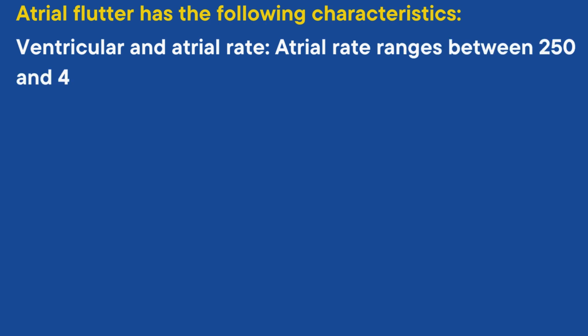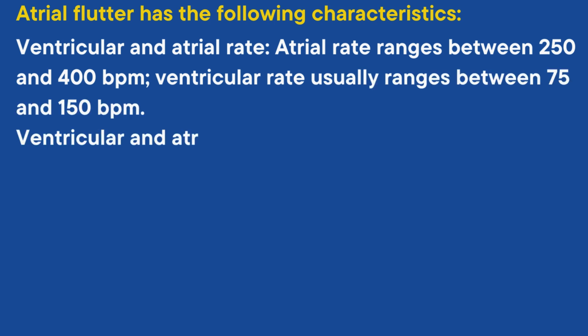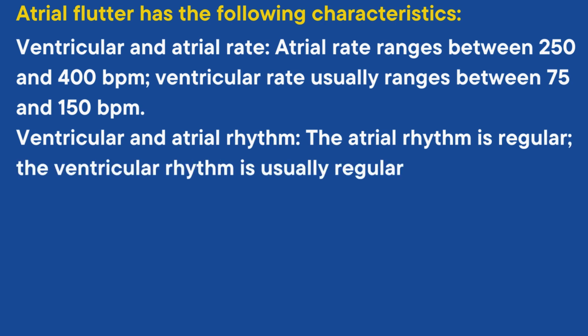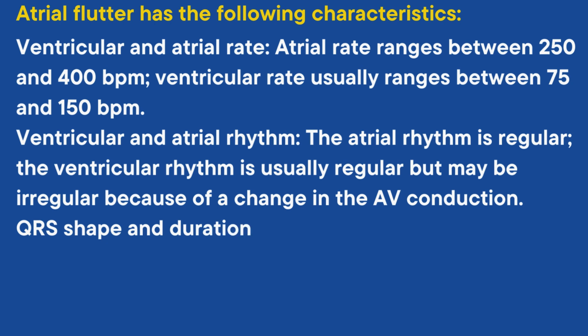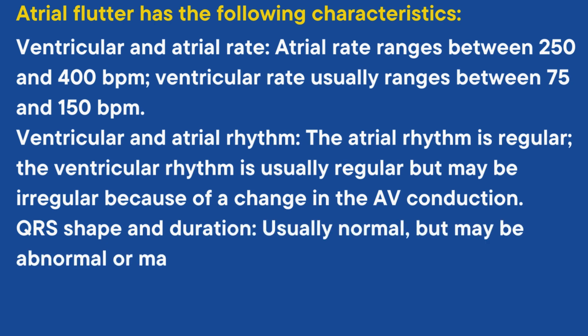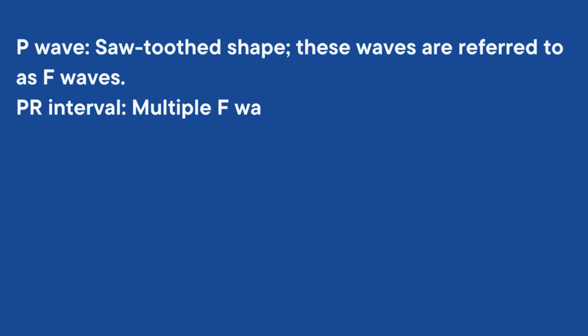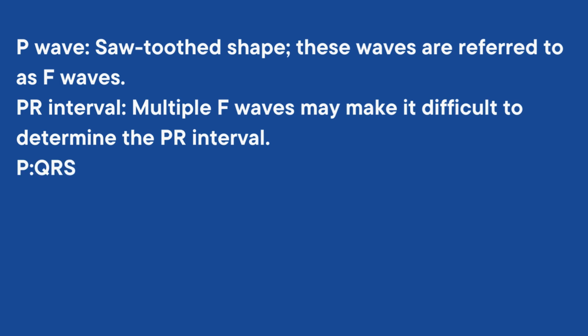Atrial rate ranges between 250 and 400 beats per minute. Ventricular rate usually ranges between 75 and 150 beats per minute. Atrial rhythm is regular. The ventricular rhythm is usually regular but may be irregular because of a change in the AV conduction. QRS shape and duration are usually normal but may be abnormal or may be absent. The shape of the P wave will be sawtoothed. These waves are referred to as F waves. Multiple F waves may make it difficult to determine the PR interval. P to QRS ratio is either 2:1, 3:1, or 4:1.